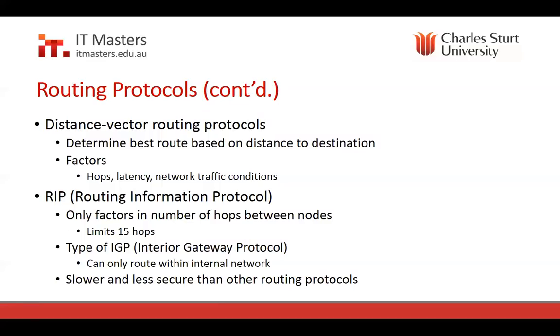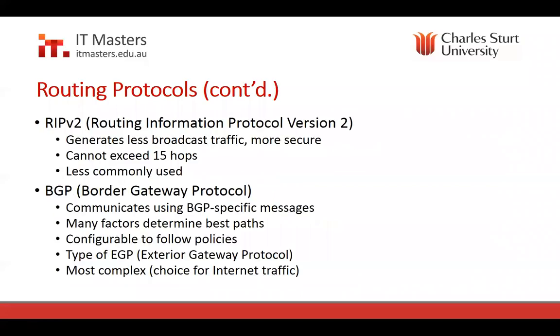It's also a type of interior gateway protocol. That literally means it's used more on LANs than over WANs. You can only route within internal networks, so use it for internal networks. It's slower and less secure than some of the other routing protocols that we're going to have a look at. RIP version 2 is also distance vector, generates less broadcast traffic, is a little bit more secure, still has the 15 hop limitation, and is not so commonly used.